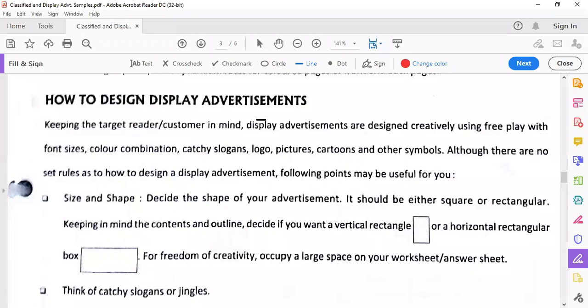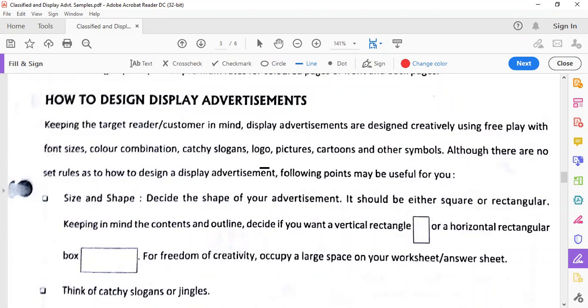Now, how to design display advertisement? You need not worry about the cost because you are not going to give it, but it should be in your knowledge. For the examination point of view, keeping the target reader customer in mind, display advertisements are designed creatively using free play with font size, color combination, catchy slogans, logo, pictures, cartoons and other symbols.